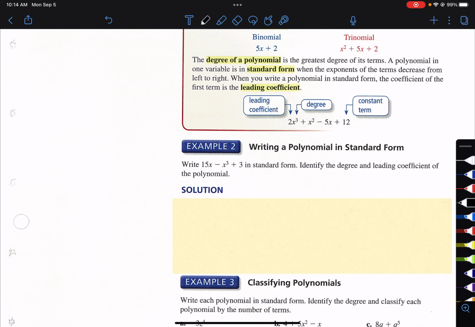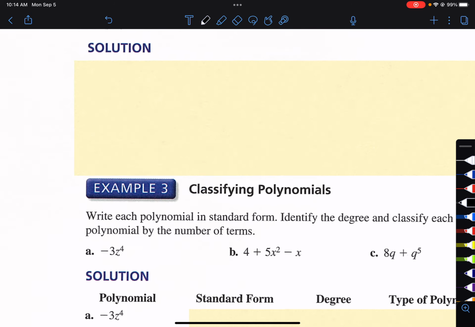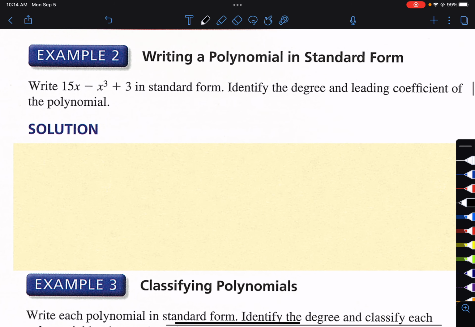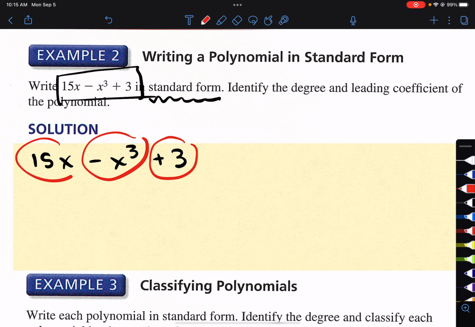Example number 2 in the book says to write a polynomial in standard form. And it gives me, let me zoom in here a little bit, it gives me this polynomial. And it wants me to write it in standard form. What standard form means is that the term with the largest exponent goes first. So right now I have 15x minus x cubed plus 3. So what I have are three different terms being combined. So this is a trinomial.